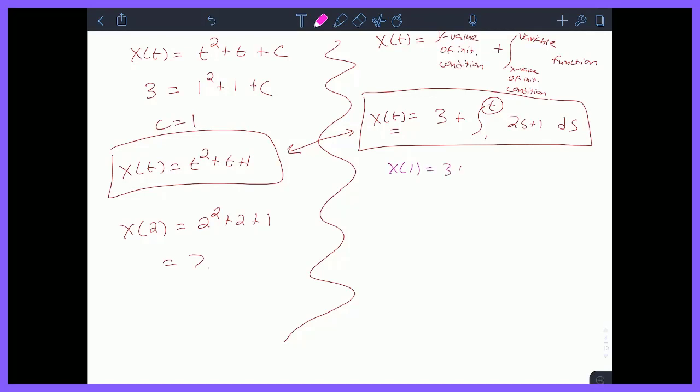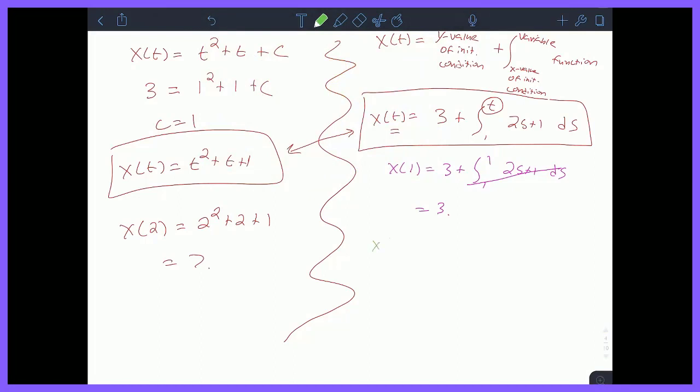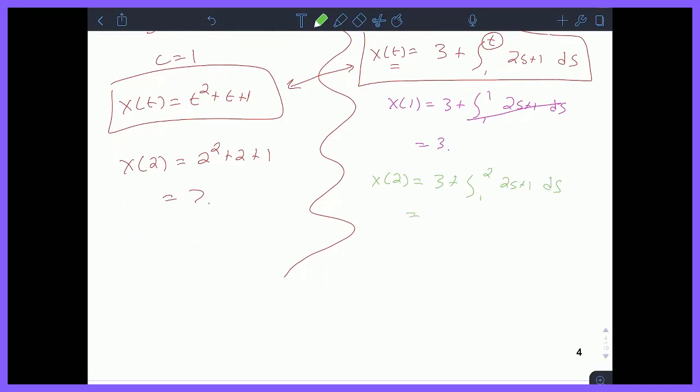So it'd be 3 plus the integral from 1 to 1 of 2s plus 1 ds. And we know the integral from one constant to itself is always 0. So the answer is 3. So that worked. Let me further prove it to you by finding x of 2. So x of 2 would be 3 plus the integral from 1 to 2 of 2s plus 1 ds. And I'm going to use the fundamental theorem of calculus part 2 to find the answer to the integral here.